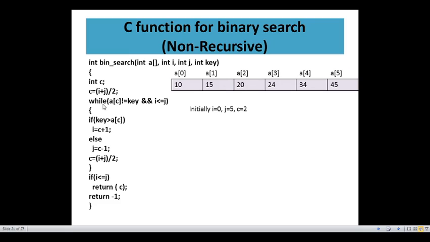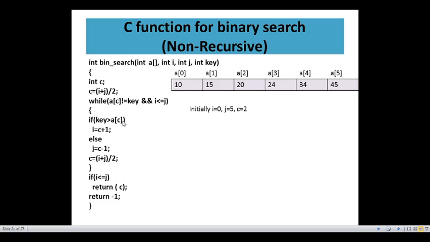20 is the mid. While a of c is not equal to key, you are finding which element? Suppose you are finding 34 or 15. First, i is less than or equal to j; this condition also applies. Then if key is greater than a of c, if your key is greater than this mid, then search in this part: i equals c plus 1. Here is your c and this is your c plus 1. Now set i to this location. Else j equals c minus 1. Here is your c, and this is your c minus 1.